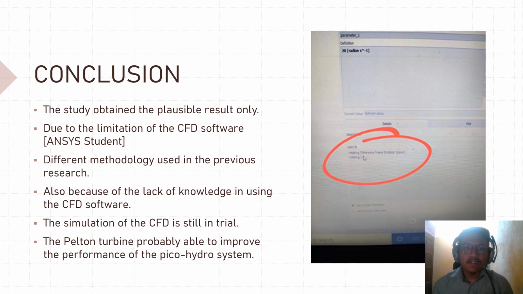In addition, my lack of knowledge in using the CFD software also affected the outcome of this study. As you can see in the picture, we are unable to get the rotational speed of the turbine in the simulation. Therefore, the CFD simulation in this study is still in trial. However, we can conclude from the result that the Pelton turbine is probably able to improve the performance of the Pico-Hydro system.